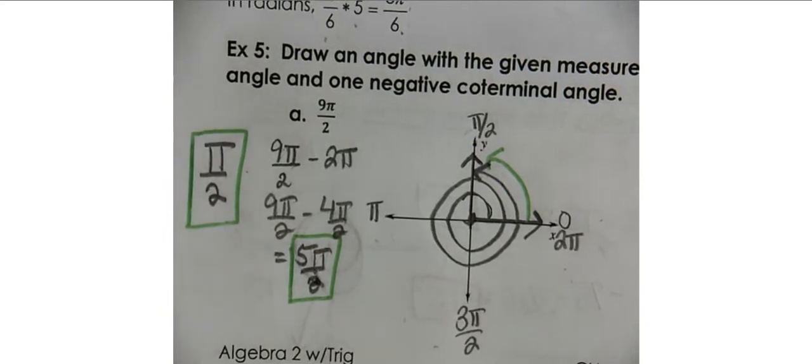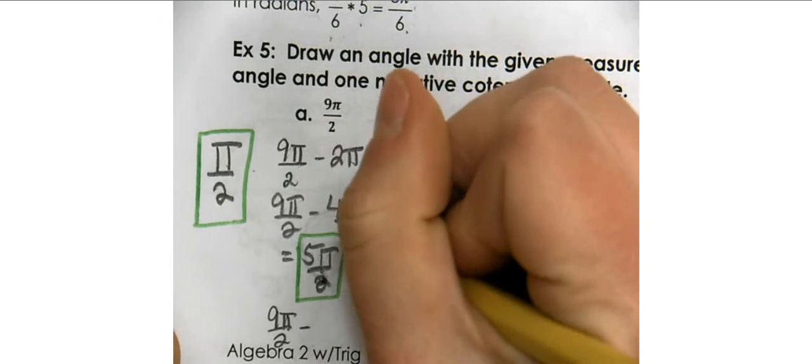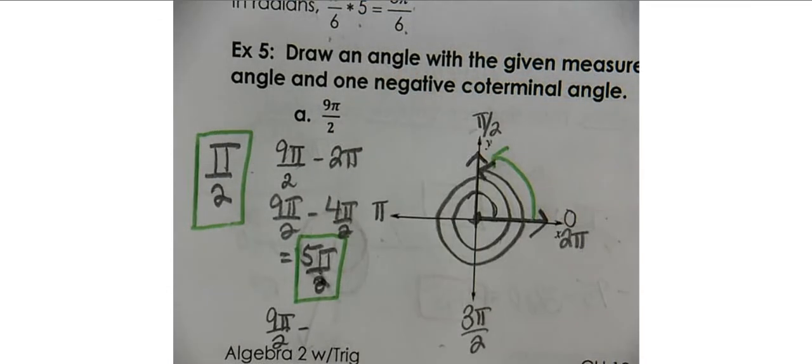But let's say that we wanted to keep going, so I'm going to do 9 pi's over 2 minus, instead of 4 pi's over 2, we're now going to double that to make that 8 pi's over 2.